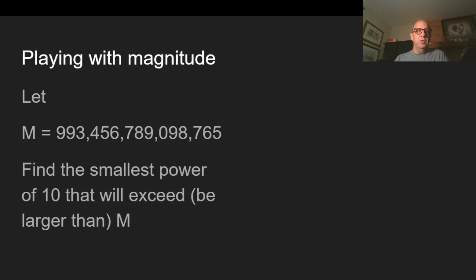Playing with magnitude. Let's say we have this huge number, 993,456,789,098,765. Find the smallest power of 10 that will exceed, or be larger than, m. Okay, so think of that.